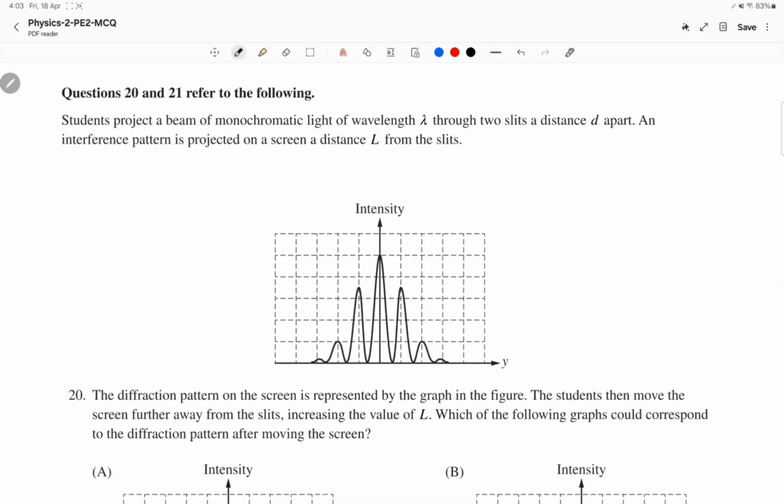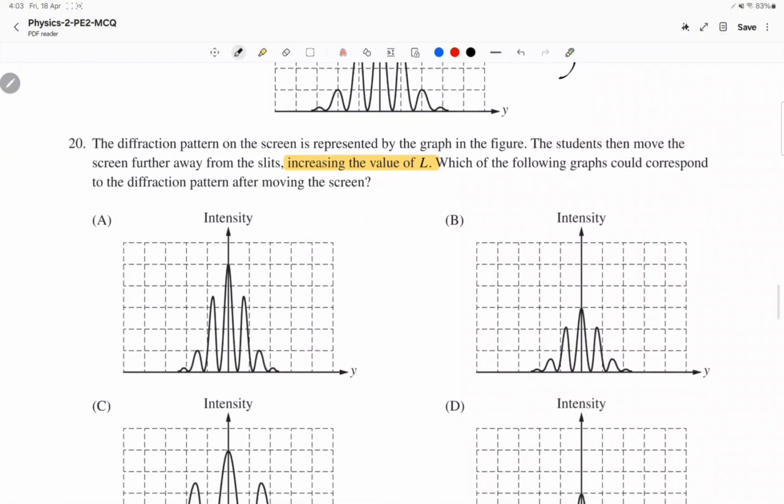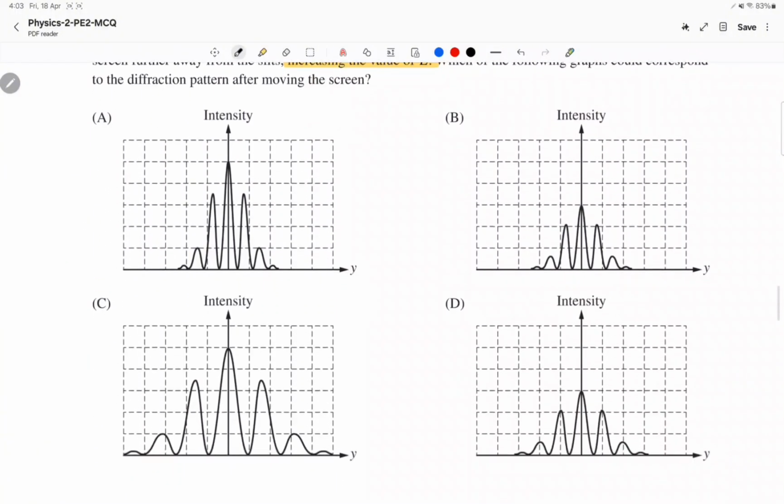So Y, which is the separation, the distance between those peaks, is called Y. It's m lambda L over D, L being the distance from the screen to the slits. So now if the L goes up and Y is directly proportional to it, Y should also go up. So now the peaks have to be spread out away from each other, like C. Which only happens in choice C.